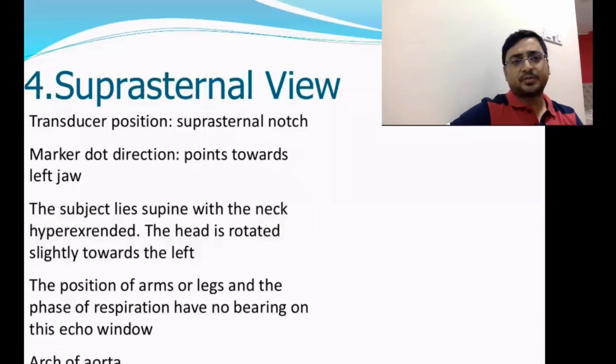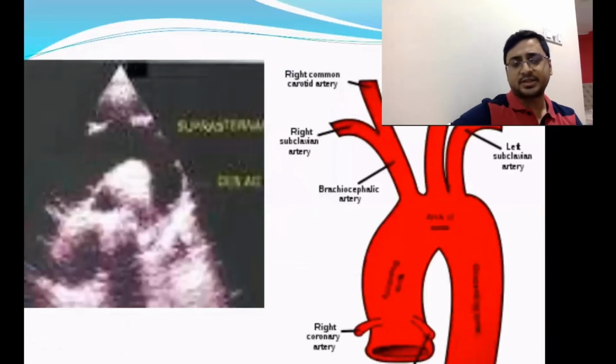Coming to the suprasternal view, the transducer is positioned in the suprasternal notch, with the marker dot directed towards the left jaw. The subject lies supine with the neck hyperextended. The head is rotated slightly towards the left. The position of arms or legs and the phase of respiration have no bearing in this window, and basically we look at the arch of the aorta and its different branches. This is how the suprasternal window looks, and its several branches.